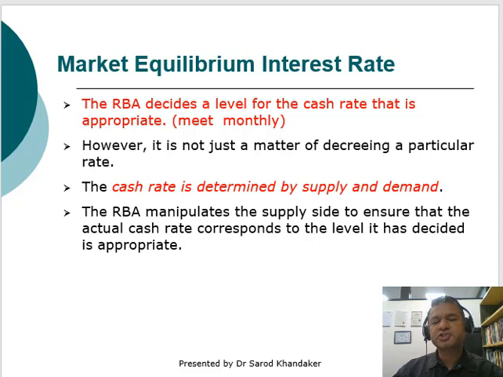So the cash rate is determined by supply and demand. How much money is demanded in the market, and do we need more, or do we have the equivalent supply? So it is basically determined by the market, and the RBA can manipulate the supply side to ensure that the actual cash rate corresponds to the level it has decided is appropriate.